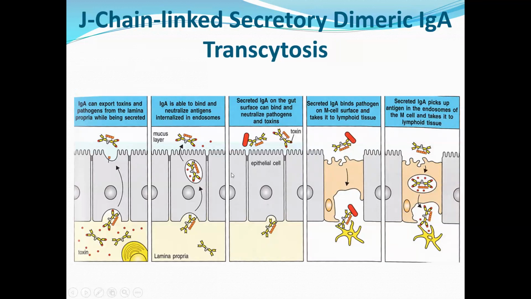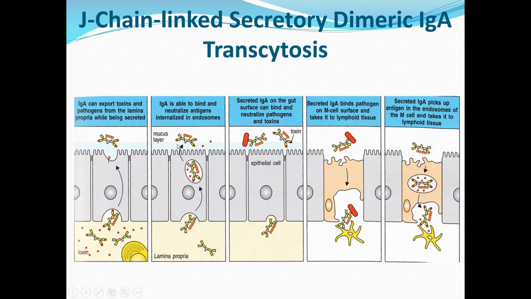So this shows what I've just said, that there are many functions of the dimeric IgA. Firstly, if there is invasion with a pathogenic bacteria that produces toxins that penetrate into the basolateral surface, this dimeric IgA can capture these toxin molecules and then transcytose into the lumen, where they can then excrete that toxin.